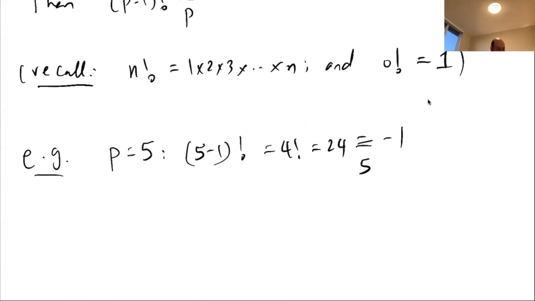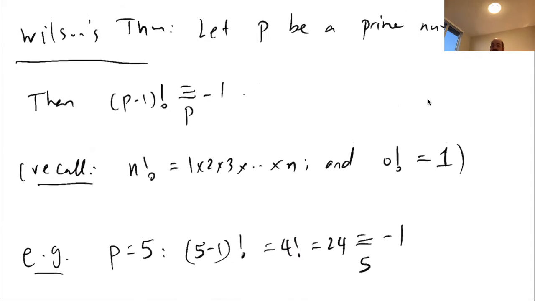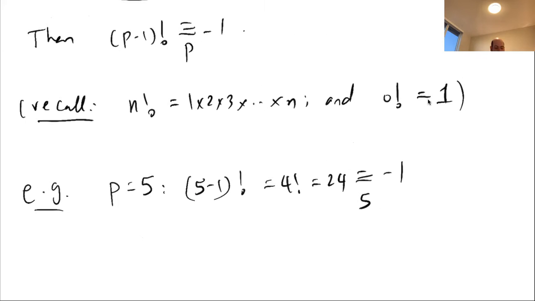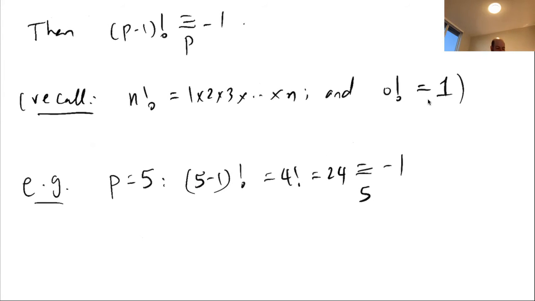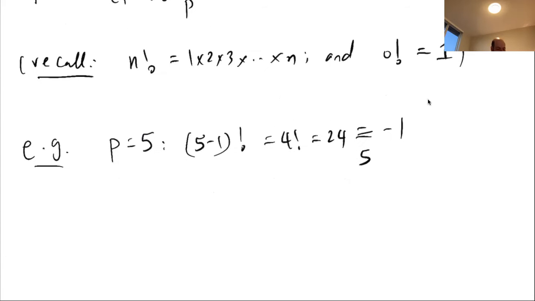Now let's see how we can prove it. Of course, you know that this is just an example, not the proof for Wilson's theorem. This is just an example of Wilson's theorem, but the proof has to be in general. So it must be valid for every prime number P. So, the proof of Wilson's theorem.